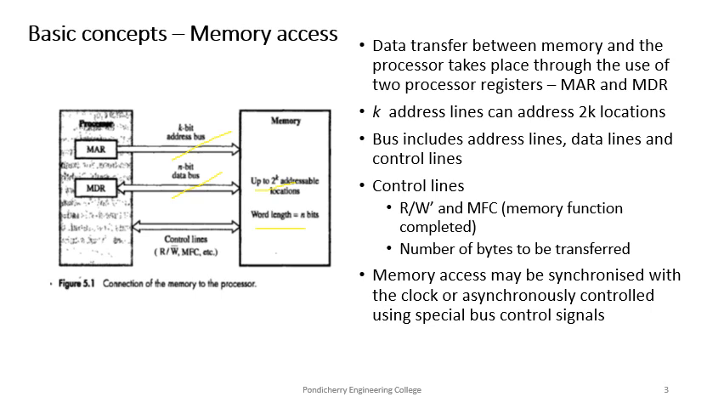And in addition we have some control lines also, like read write control, memory function completed and many more. This read write control is used to indicate whether the operation is read or write. And this MFC is another signal the memory uses to indicate that the memory function is completed, to interrupt or indicate this to the processor. And we may have some more control lines, like the number of bytes to be transferred and so on.